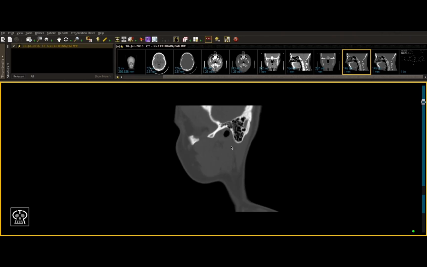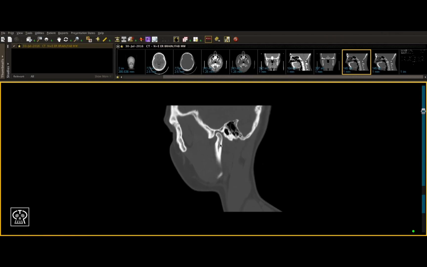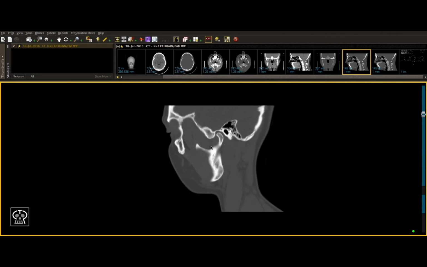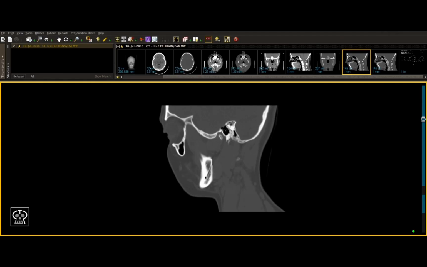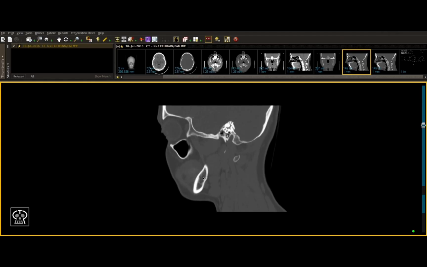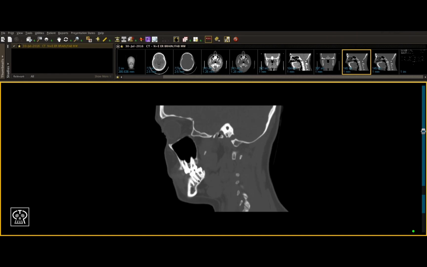So, as far as reading the scan for fractures, you would start on one side and you would look at your condyle first, then your ascending ramus, your sigmoid notch, your coronoid, the rest of the ramus, scrolling down, going towards the angle of the mandible, and now the body of the mandible. It's also very easy to identify fractures in the teeth in the sagittal view, as you'll be able to see them from top to bottom.